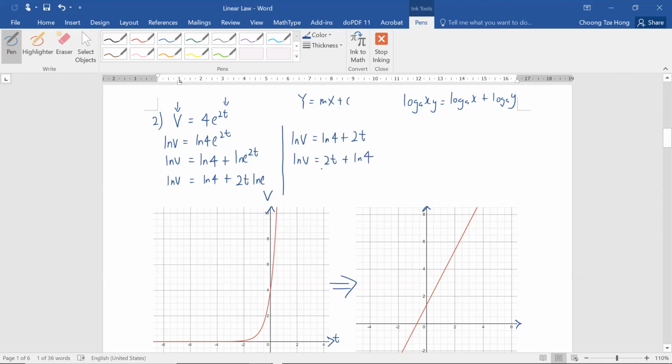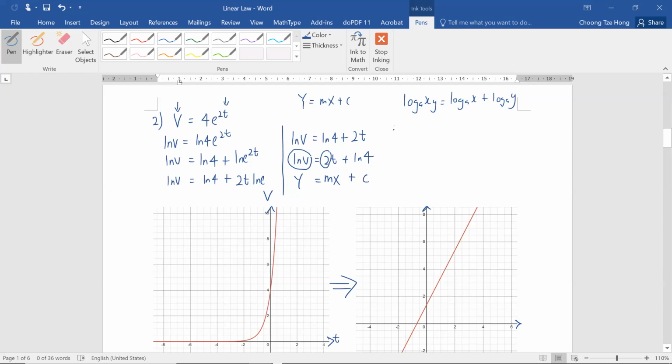As you can see, let's see if we have put it in the form of big Y equals mx plus c. So now big Y will be the ln V. m is the gradient. Gradient must be a constant number, so in this case, the 2 will be the m. Then the t will be the big X. The big X must consist of the variables V and T, so it can consist of t only, V only, or both. Then the c will be the ln 4.